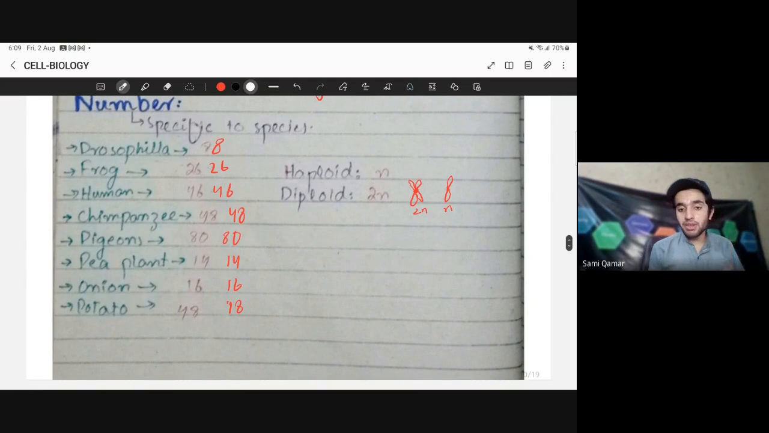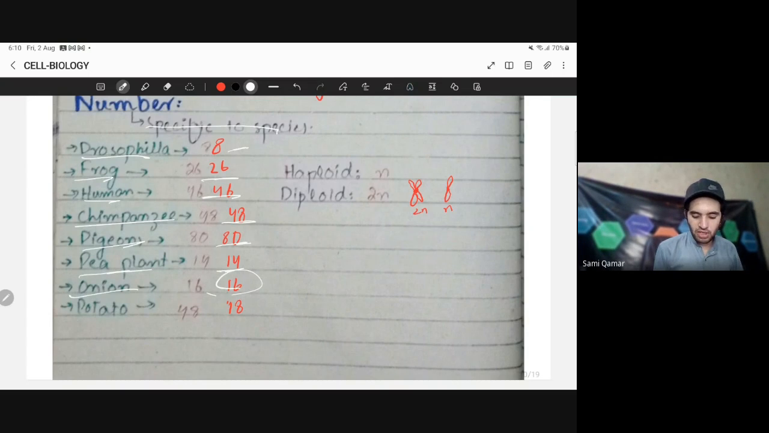Now you have to remember these chromosome numbers. Chromosomes are specific to species. It will be different in different species. Drosophila has 8 chromosomes. Frog, 26 chromosomes. Human, 46 chromosomes. Chimpanzee, 48 chromosomes. Pigeon, 80 chromosomes. Pea plant has 14 chromosomes. Onion has 16. And potato has 48 chromosomes.